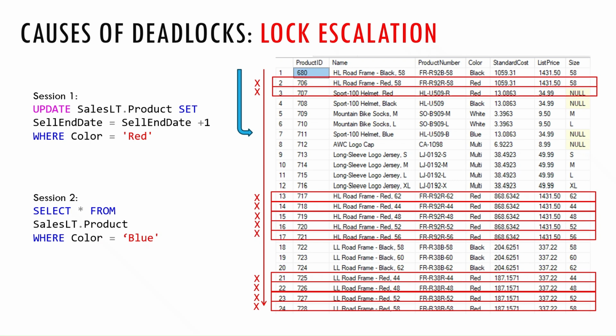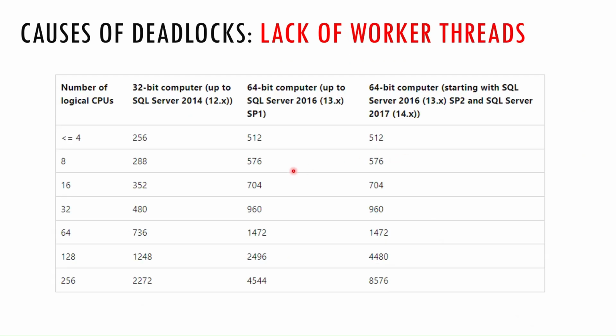In this way, blocking and deadlocks do not happen. Now, another cause: lack of worker threads. Depending on your system configuration, there are limits on the number of worker threads. For example, if you have 16 logical CPUs, by default SQL Server allocates 352 worker threads. A large amount of connections and parallel processing in SQL Server can consume a large amount of worker threads. As a result, a deficiency of worker threads might happen.